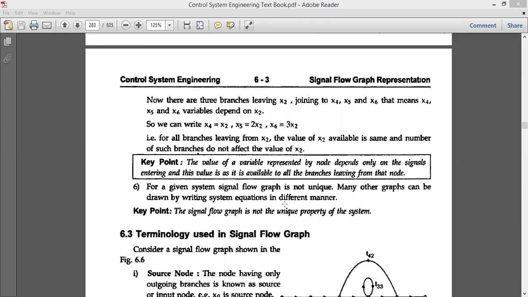So that is the big difference between signal flow graph and block diagram. In block diagram, we need to follow the proper rules and the proper procedure, but in signal flow graph you can draw the signal flow graph in your own shape. That is the difference, and that is the property that says the signal flow graph is not unique. It may change based on how you write the system equations.